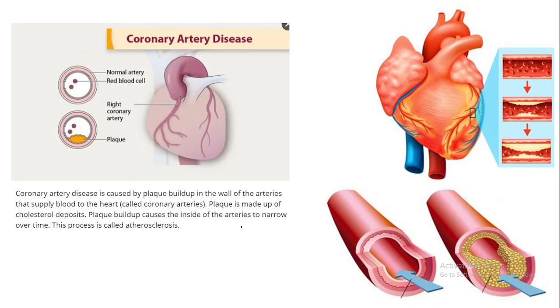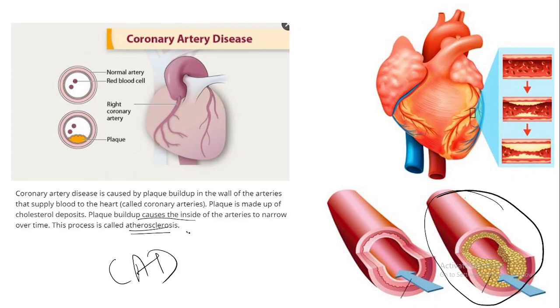Coronary artery disease, also called CAD, is caused by plaque buildup in the walls of the arteries that supply blood to the heart. Plaque is made up of cholesterol deposits. Plaque buildup causes the inside of the arteries to narrow over time. This process is called atherosclerosis. Remember, atherosclerosis is a plaque buildup inside. You can have a look at this slide here. This condition is called atherosclerosis.